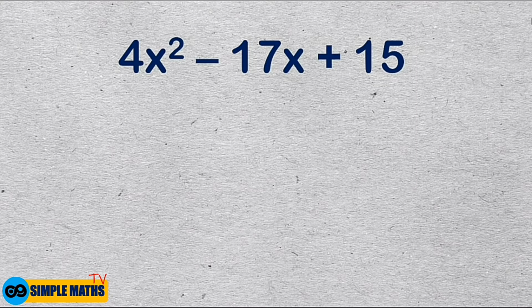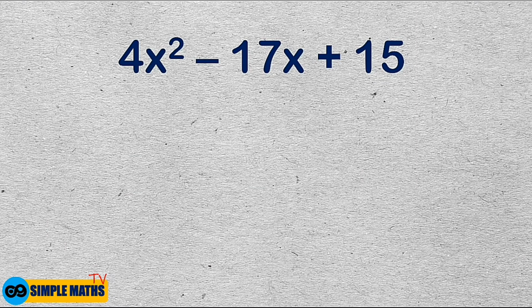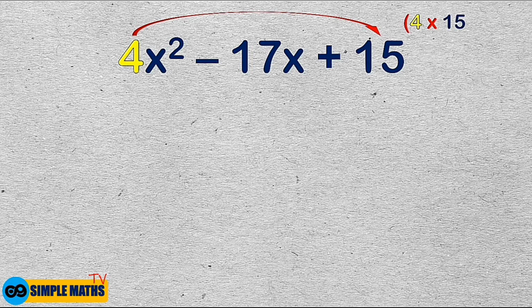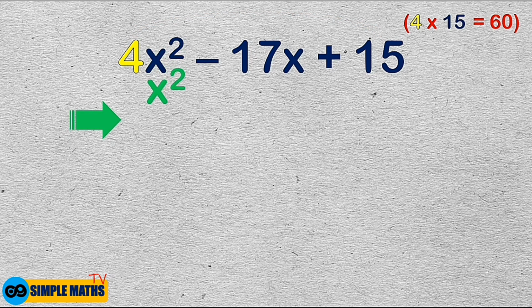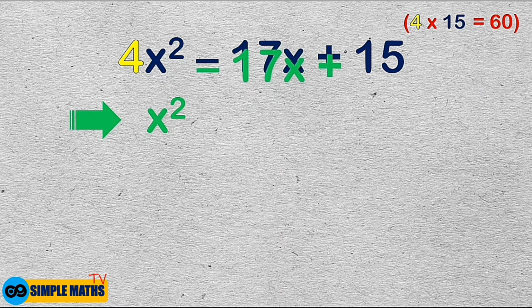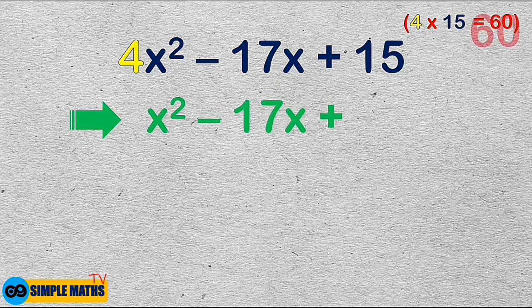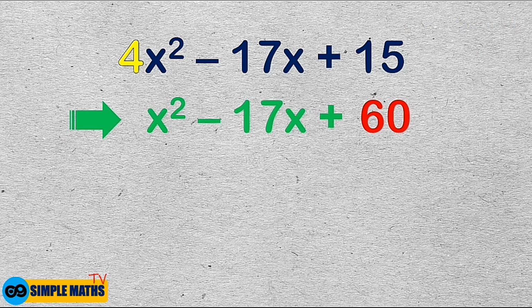The first thing that we need to do is to slide the numerical coefficient of x squared. In this case, we will slide 4. Sliding means we multiply 4 with a constant 15. That's 4 multiplied to 15 is equal to 60. Next, we will rewrite the trinomial without the numerical coefficient 4 and using the constant 60. Now we have x squared minus 17x plus 60.